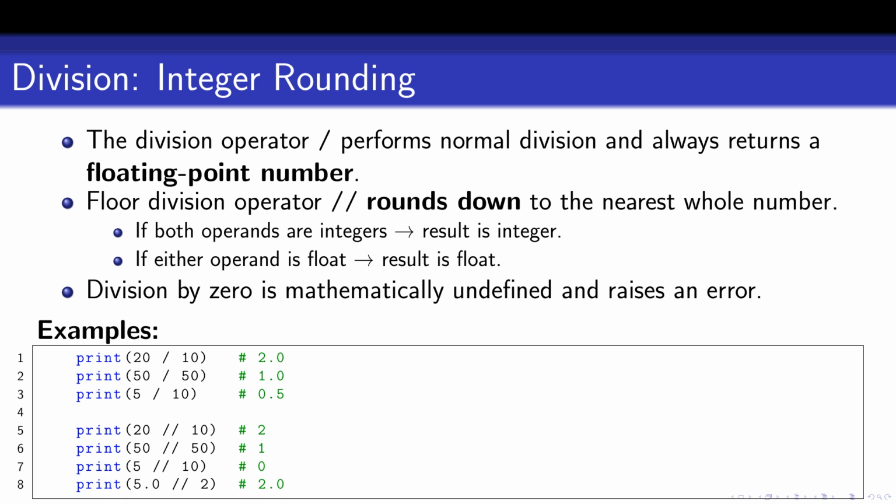This distinction is essential when writing programs that need exact decimal values versus whole number results. Remember also that division by 0 is never allowed and will cause an error, so careful checks are important when using these operators.